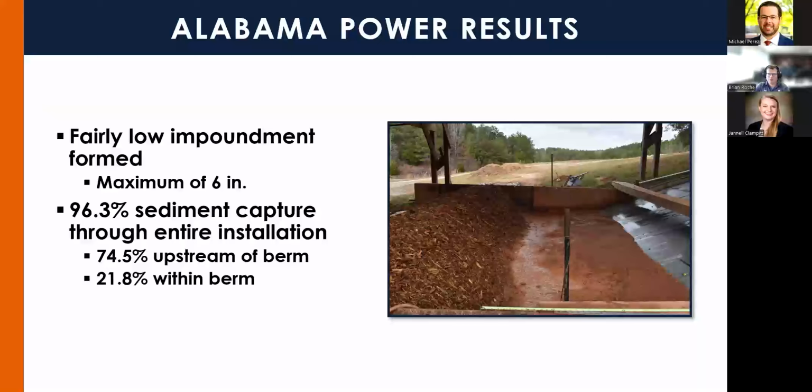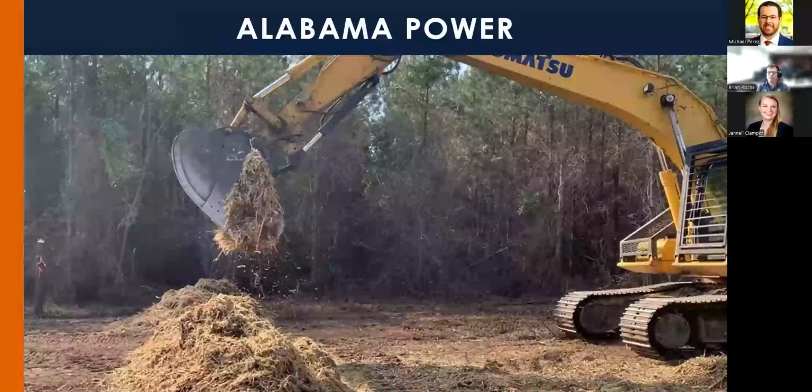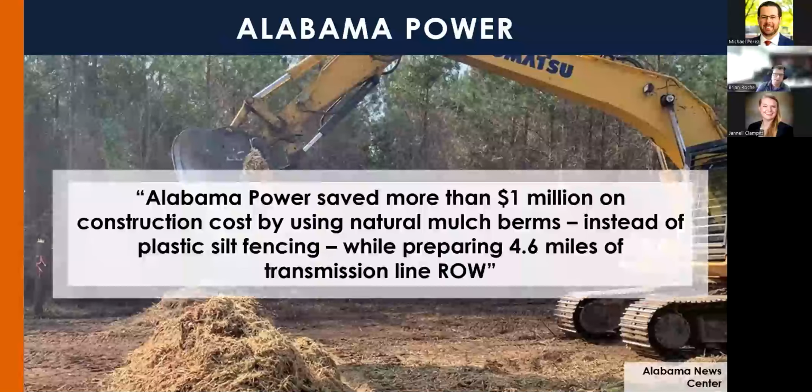So after we completed this testing, we wrote the results in a report, which we passed on to Alabama Power, and they gave it to ADEM. And it actually was able to get approved by ADEM for them to use on construction projects. So this is a clip from an article from Alabama News Center that they saved over $1 million on a single 4.5 mile transmission line right-of-way project.